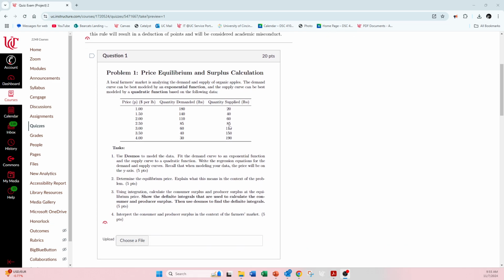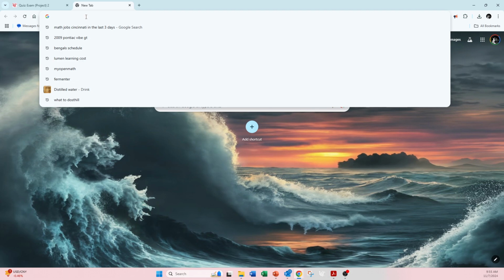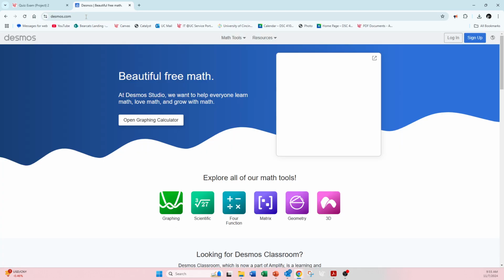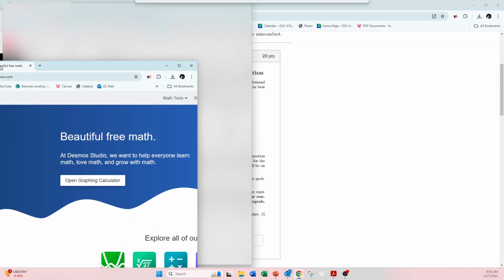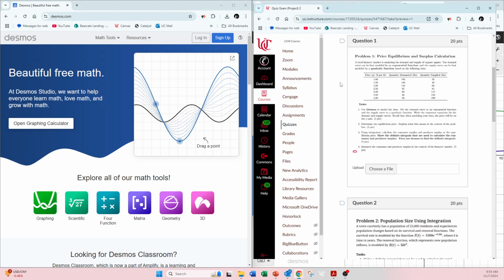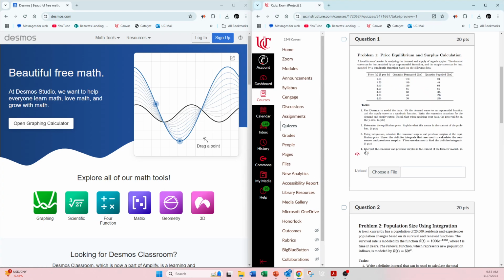You do need to know that there is some difference on problem 1. Previously, task 3 on problem 1, it wanted you to use the antiderivative to find the definite integral. But now I indicated that you can use Desmos to find the definite integral. Okay. If you weren't in class on Wednesday, I also showed everyone how to use Desmos to find the regression equations. So I just wanted to show you that real fast.